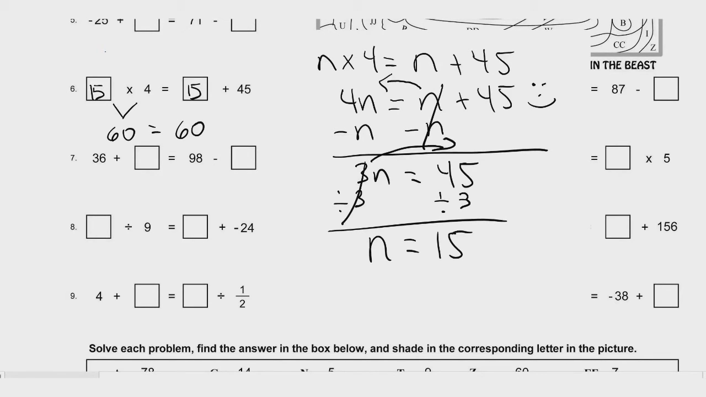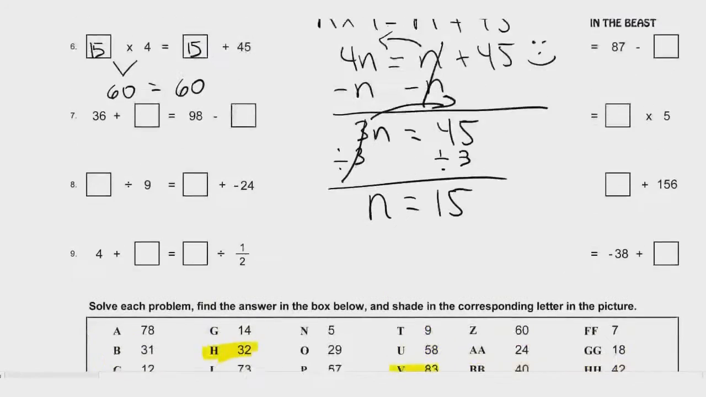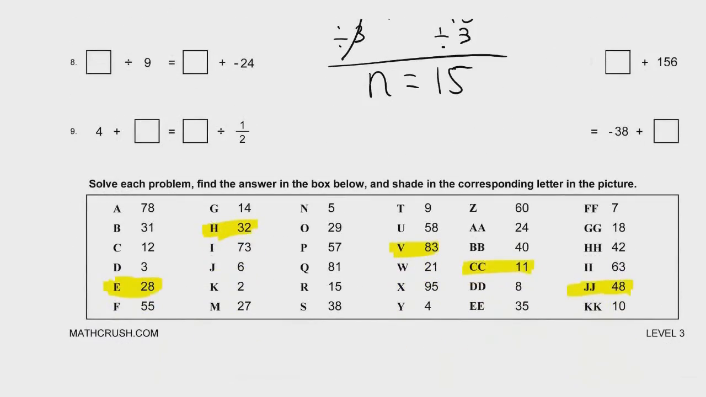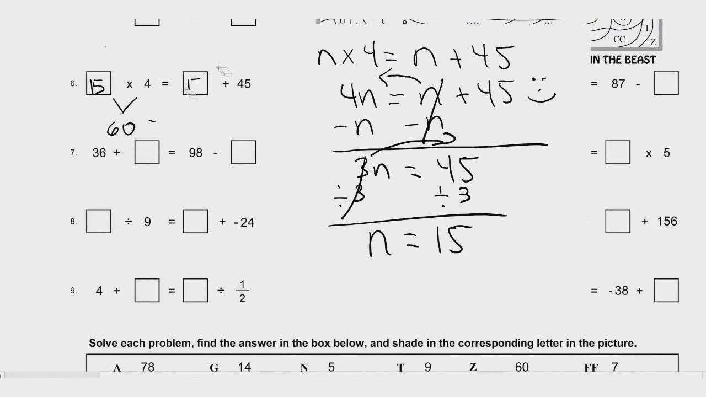It makes the statement true. So we come down here and we find our 15, not 60, 15. What letter is 15? 15, you're hiding, but I will find you. It's R. And you'd come up to your picture and shade in all the R's. All right, problem number 7.